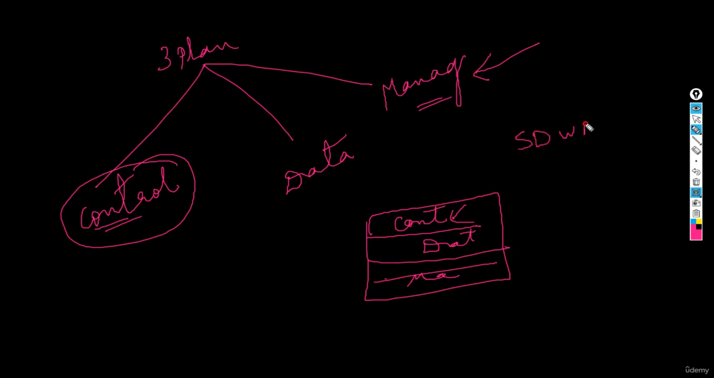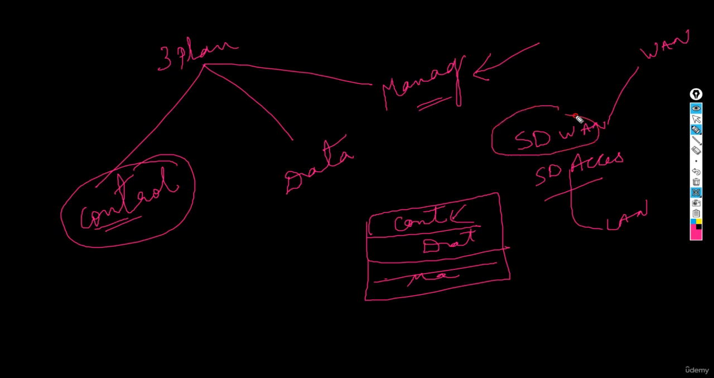SD-WAN, software defined WAN, and SD-Access, software defined access. What is the difference between these? This one is used for WAN connectivity. This one is used for LAN connectivity. SD-Access is used inside the LAN, and SD-WAN is used outside the LAN. Just remember it this way: SD-Access is used inside the LAN, meaning in your organization, whereas SD-WAN is used outside your organization, when you want to connect the organization to branches. We can use SD-WAN.